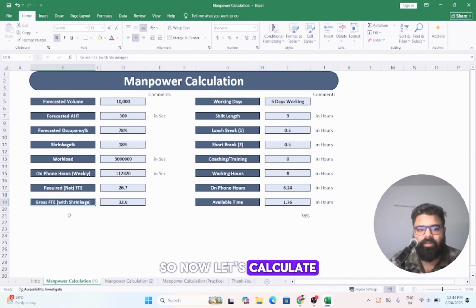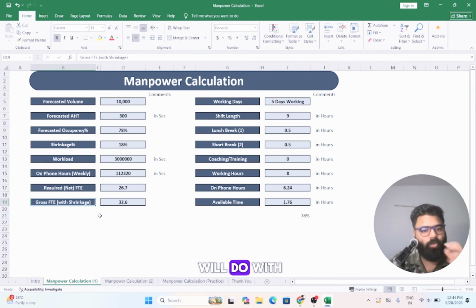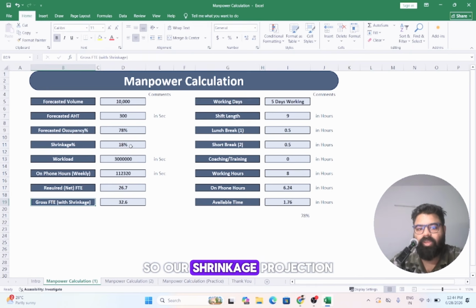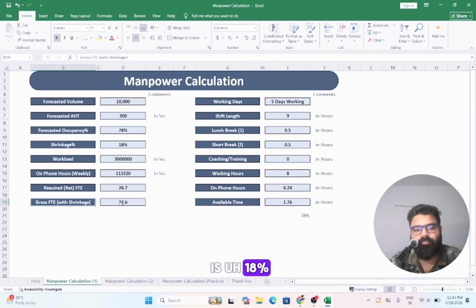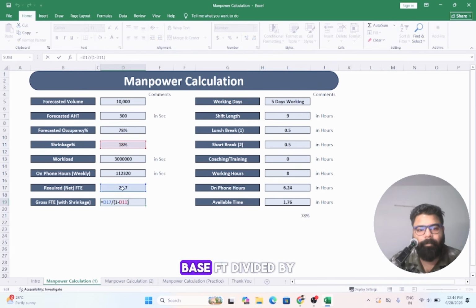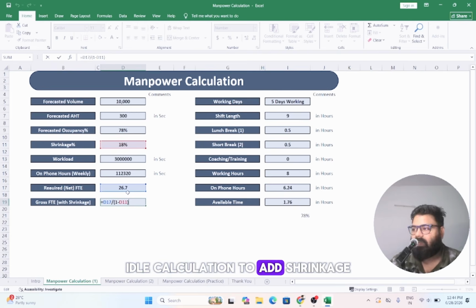Okay, so now let's calculate how many FTs we would require with shrinkage, which is our gross FT. In this case, we will take our base FT and cater for the shrinkage we are planning. So our shrinkage projection is 18%. So we will do base FT divided by 1 minus 18%. So we have to do a reverse calculation. It's not like 27 into 18%. No, that won't work, and that is not the ideal calculation to add shrinkage.